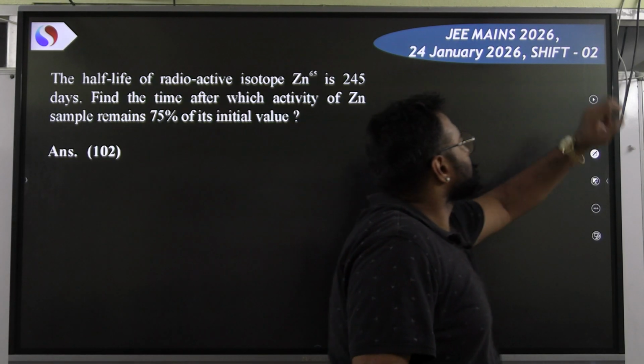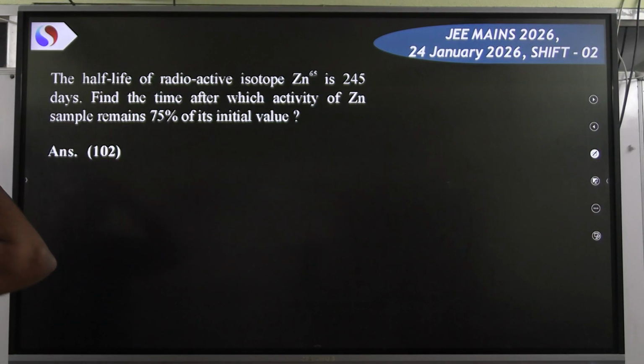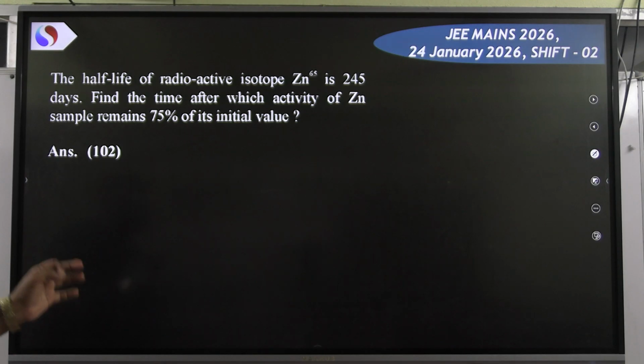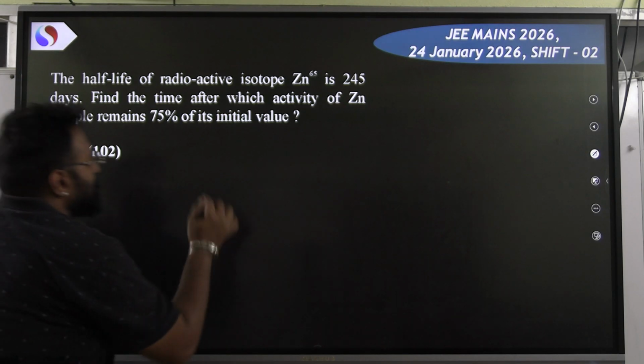Now next. The half-life of a radioactive isotope of Zn65 is 245 days. Find the time after which the sample of Zn remains 75% of its natural value. The question is asking what we need to find: 75% of the natural value remains, which means the reaction should be 25% complete.